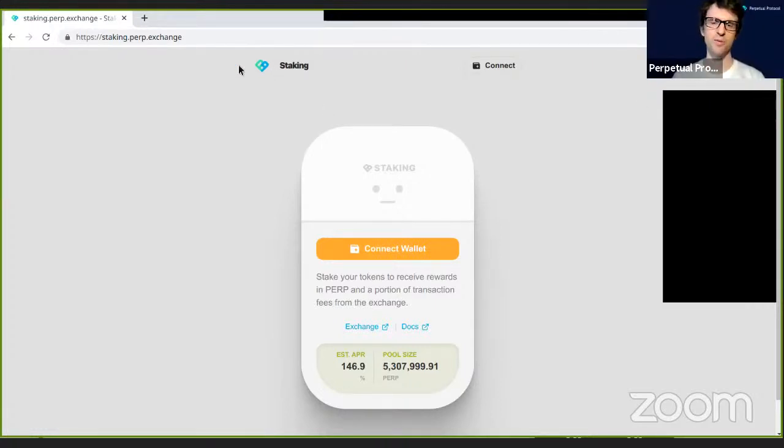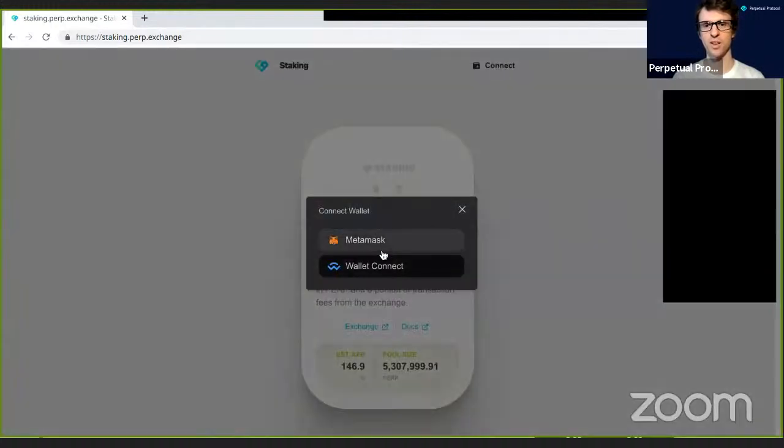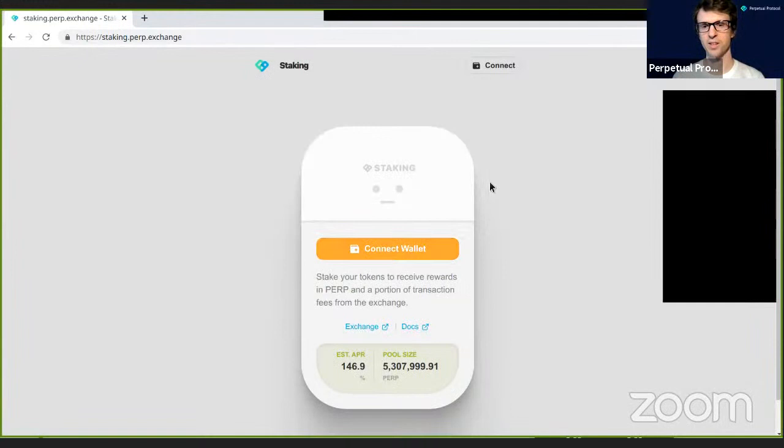So staking for our platform happens at staking.perp.exchange. And all you need to do is connect your wallet. Right now we support MetaMask as well as Wallet Connect. So there's a variety of different options you can have. I'm using MetaMask right now.